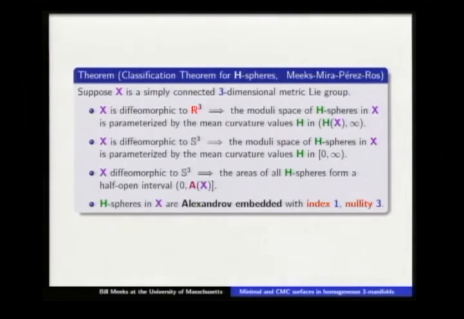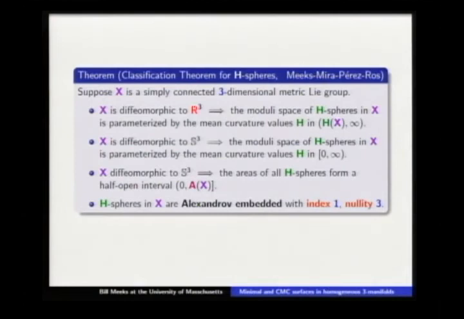The other nice property, from the way the proof works, is that all of the spheres you get in a metric Lie group setting bound immersed balls, they're Alexandrov embedded, and the index of the surfaces is 1 and the nullity is 3. Again, this kind of thing is not true in S2 cross R, so just keep in mind we're not doing the S2 cross R case, where we understand the classification. Okay, so let's see how you prove this.